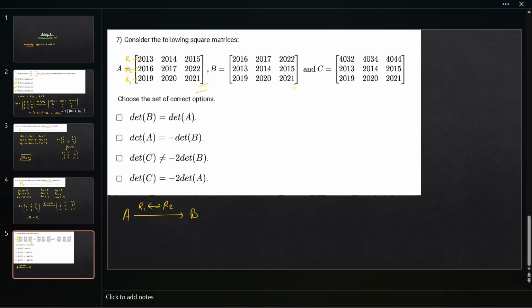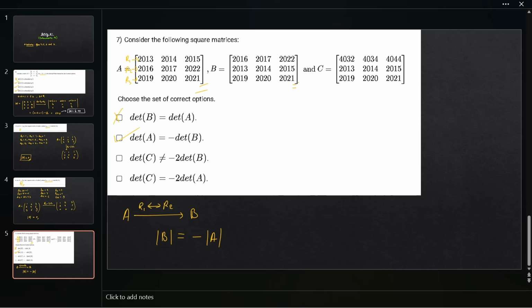And we have seen if you interchange a row with another row, what happens to the determinant? It gets multiplied with -1. So that means determinant of B could be expressed as negative of determinant of A. Okay, so option 1 is incorrect, whereas option 2 is correct. Now moving on to the next part, which talks about determinant of C.